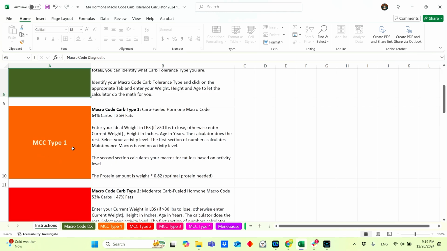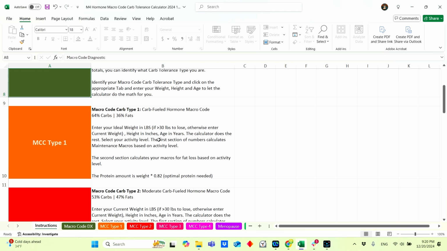The MCC Type 1 tab is the Macro Code Carb Type 1, which is also called the Carb-Fueled Hormone Macro Code. It's 64% carbs and 36% fat. You're going to enter your ideal weight in pounds if greater than 30 pounds to lose. Otherwise, you're going to enter your current weight. Height in inches, age in years. The calculator does the rest.